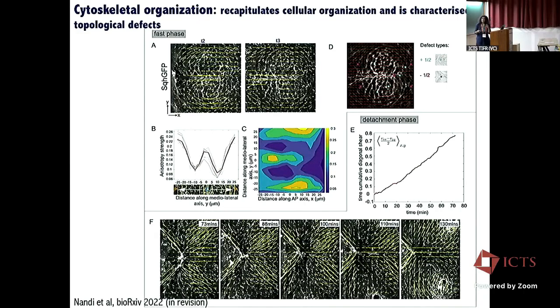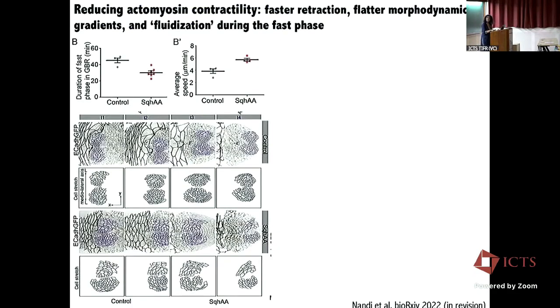And then we were also able to see that this cytoskeletal organization nicely recapitulates the cellular organization we see, both with respect to nematic order, but also with respect to the anisotropy in both phases. And that led us to ask whether and how the organization of the actin cytoskeleton maintains or contributes to the structure and dynamics during germ band retraction.